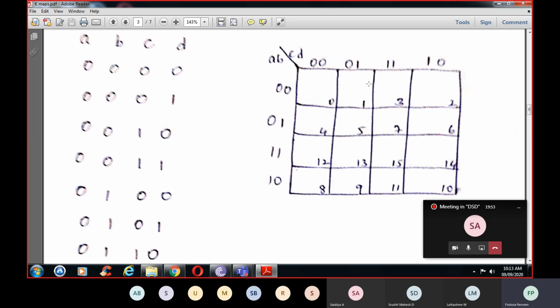As I've already told, if the given sequence is A, B, C, D, in the same way you have to write. If it is W, X, Y, Z, you have to write W, X, Y, Z. So I'll be writing A, B, C, D. I cannot write C, D here, A, B here, or B, C here, A, D here. In that way, I'll not be writing. I'll be following the same sequence, that is A, B, C, D.